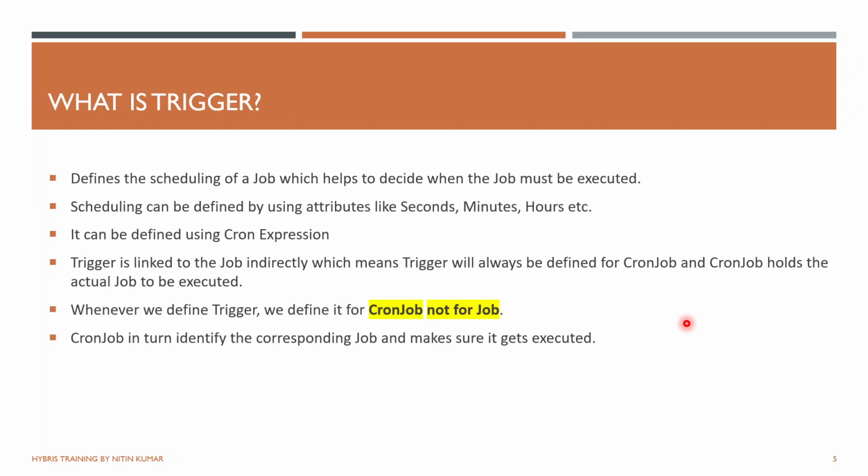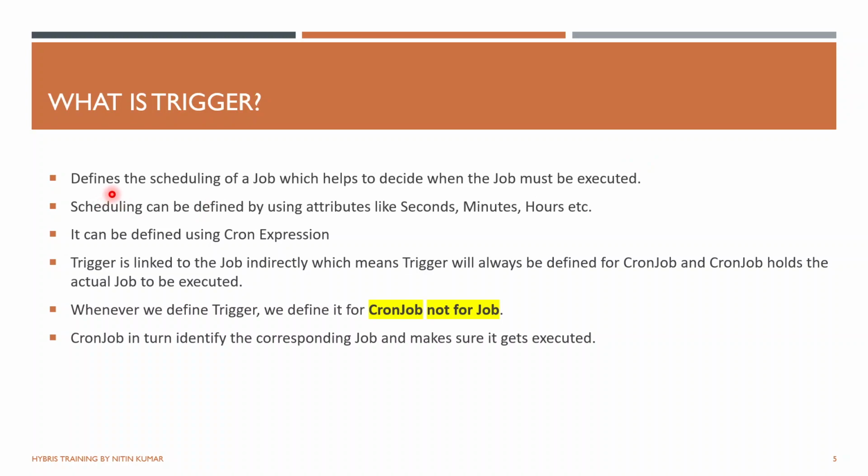Also, what is a trigger? A trigger is nothing but a way to schedule the cron job. So you have a job which needs to be executed, you have a cron job which will execute it, and you have a trigger which will execute your cron job. So the trigger will trigger the cron job, and the cron job will execute the job which you have created.